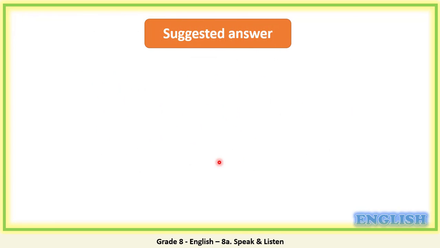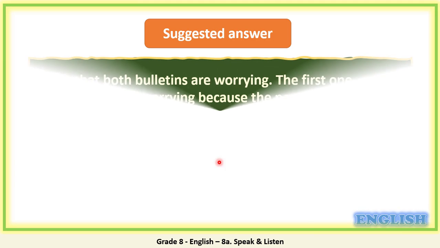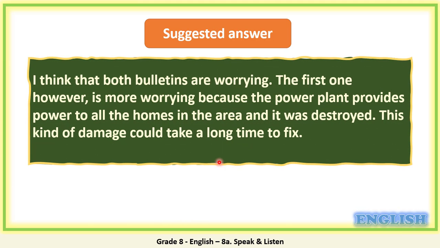Welcome back, my dear students. Now let's have a look at the model answer to the question in exercise D and let's read the answer together. I think that both bulletins are worrying. The first one, however, is more worrying because the power plant provides power to all the homes in the area and it was destroyed. This kind of damage could take a long time to fix.